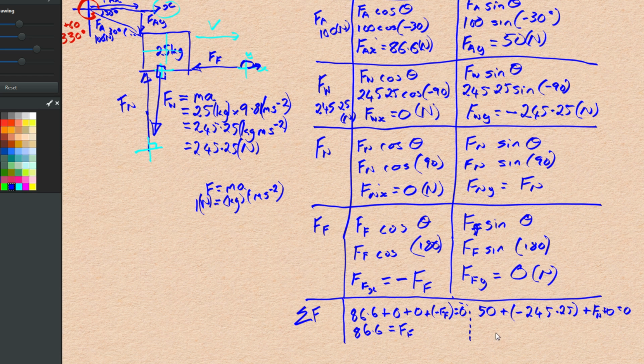50 plus a negative number, plus minus 245.25, is equal to minus 195.25 plus our Fn, our normal force, is equal to 0. So now I'm going to add 195.25 to each side, and I get Fn is equal to 195.25.